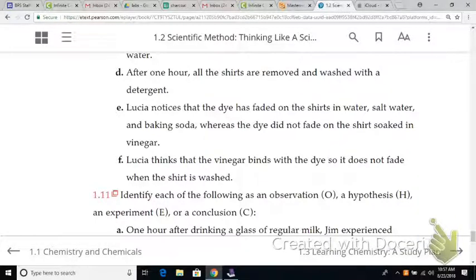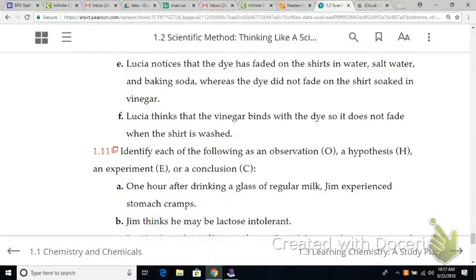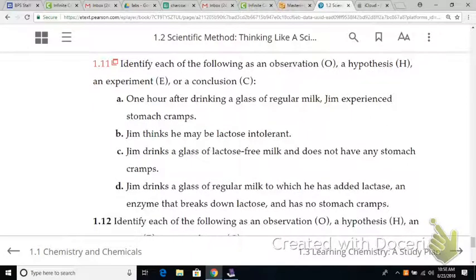It is a conclusion, but she could continue just to make sure. She could use different percentages of vinegar, different strengths of it, and continue on. So it could help build upon another hypothesis and say, well, this vinegar binds better than this one, and she could go on, but it's probably more of a conclusion than anything. All right.